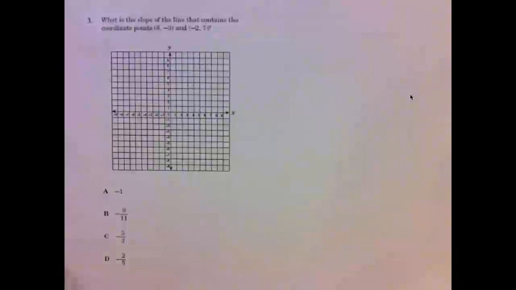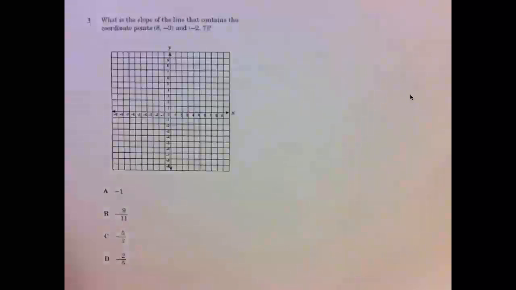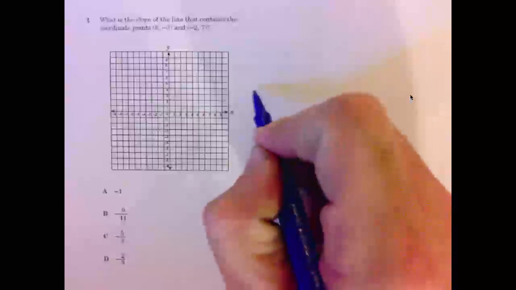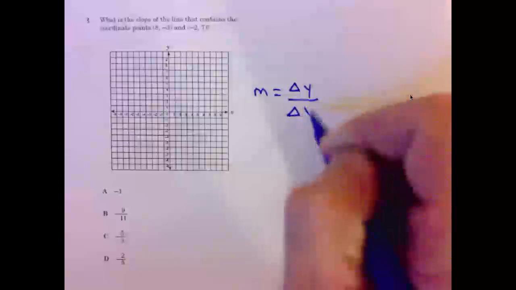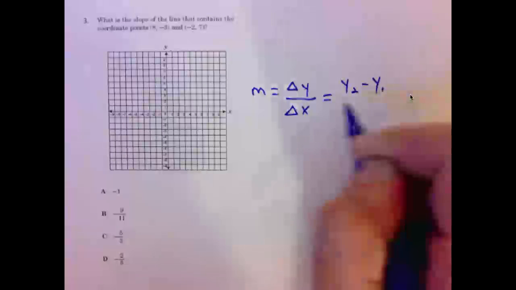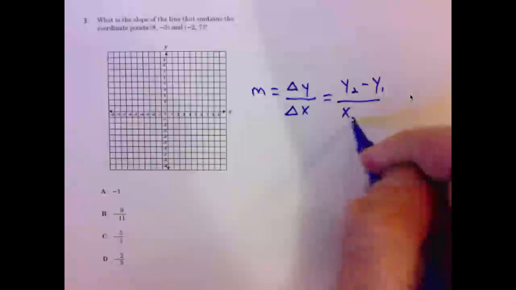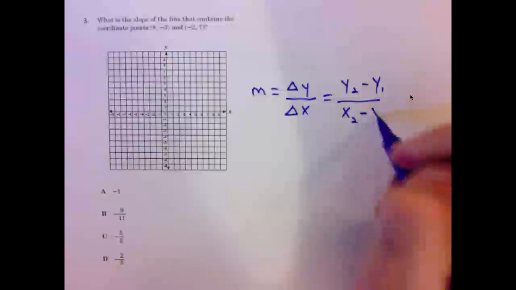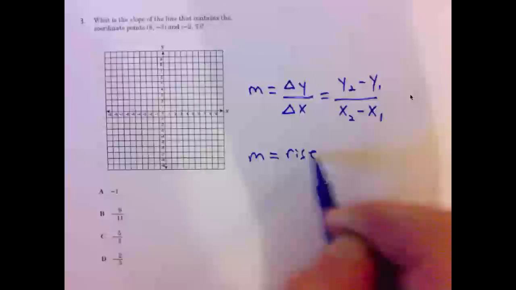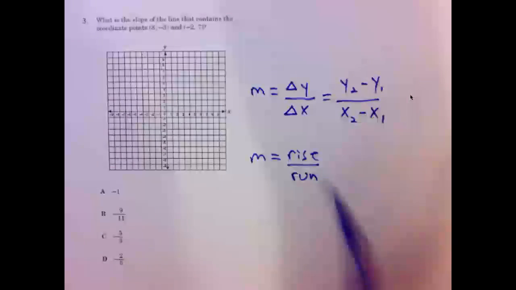Next, number 3. What is the slope of a line that contains the coordinate points 8, negative 3, and negative 2, 7? Well, recently we've learned the slope formula. M equals change in y divided by change in x. That is, we should subtract the y coordinates and divide it by subtracting the x coordinates. We can also look at the rise over the run. We'll do both of those in this case here.